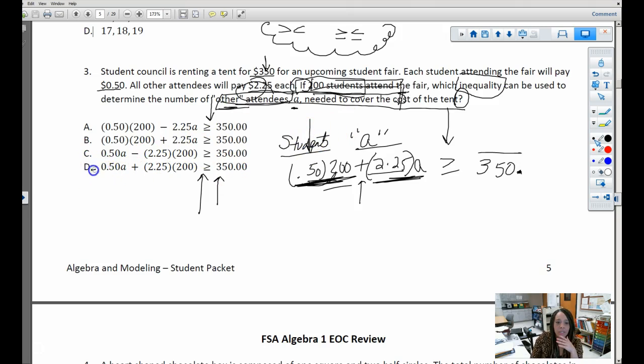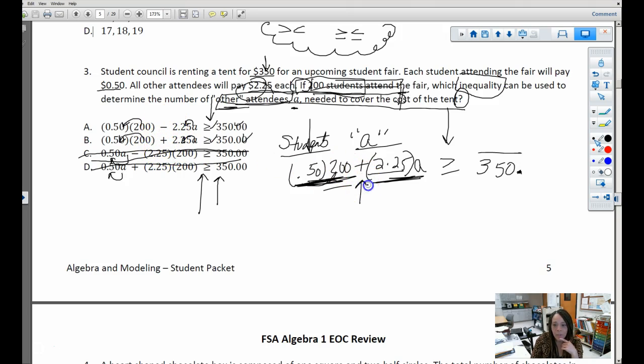All right, well, it's not this one because the students, this is other for 50 cents. That doesn't make sense. The A cannot go with the 50 cents because the A is other attendees who pay $2.25. So here they put A with $2.25, and here they put A with $2.25. They put the 200 students with the 50 cents. They both have greater than or equal to, and they both have 350. The only difference is one is minus and one is plus.